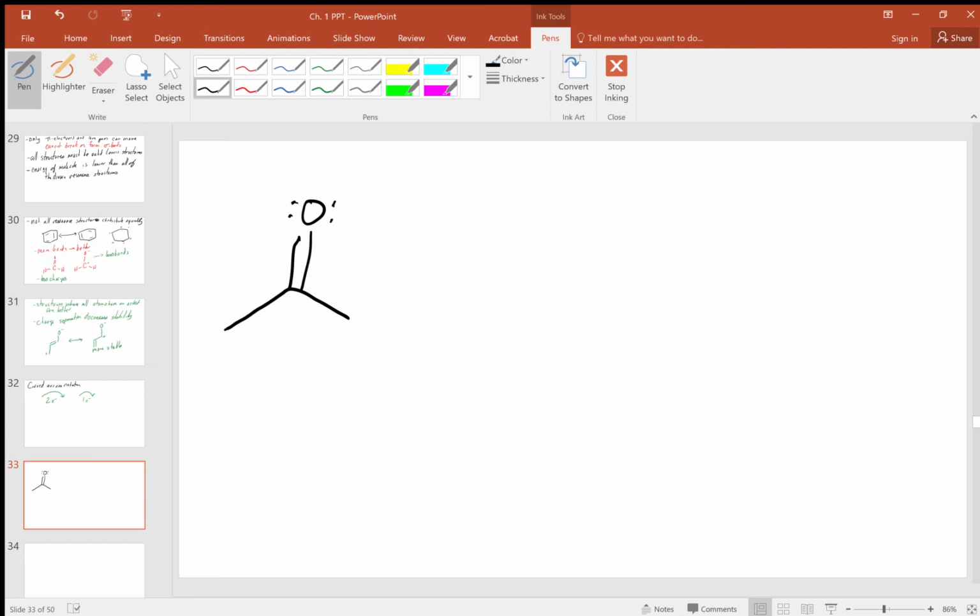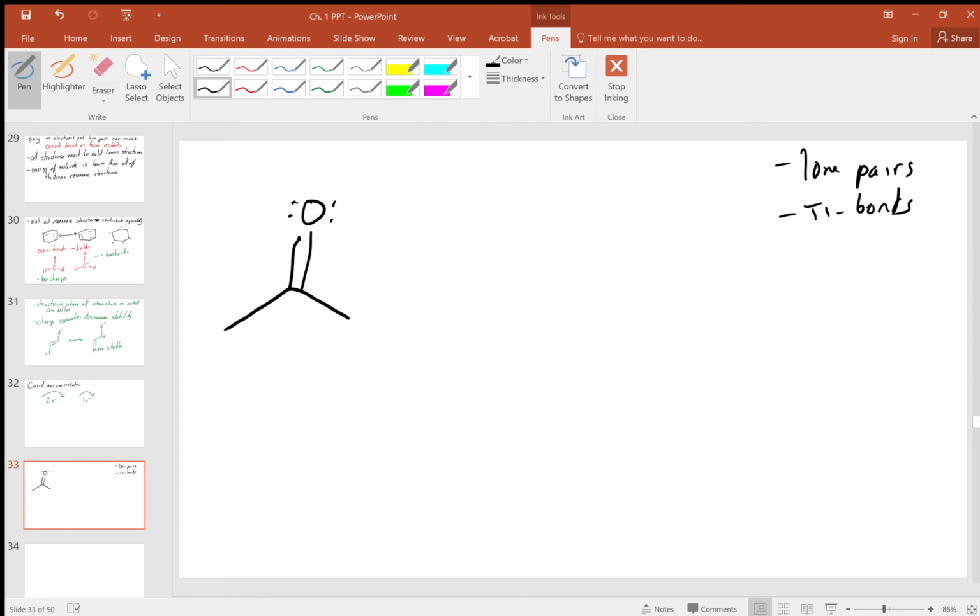Well, in order to draw a resonance structure, what are we able to move? So again, we can move lone pairs, and we can move pi bonds. So let's start with lone pairs. Where do we have lone pairs in this molecule that we could try and move?